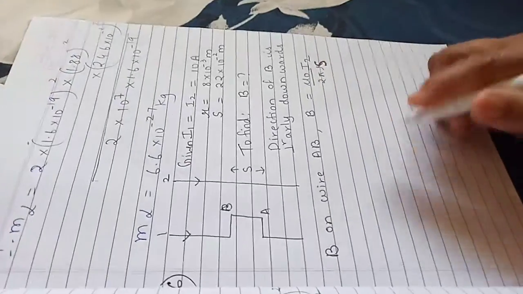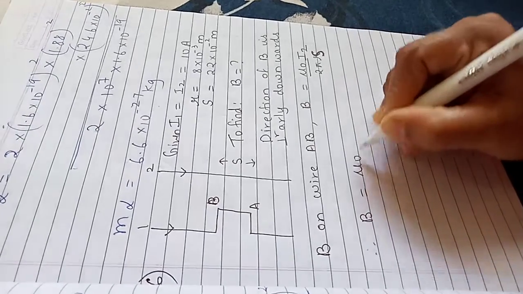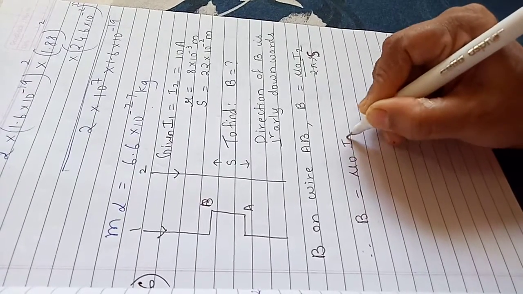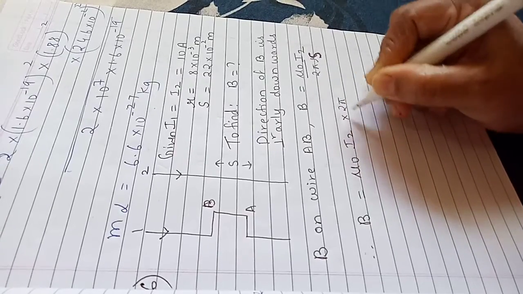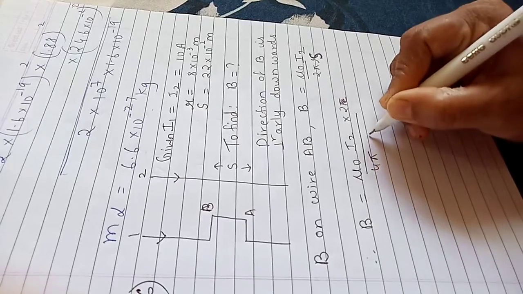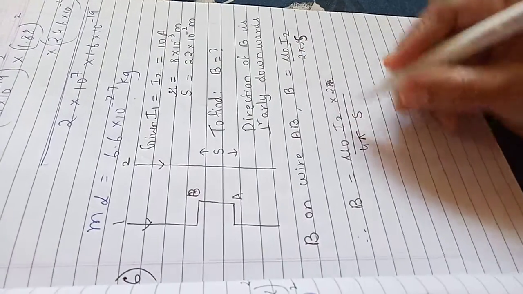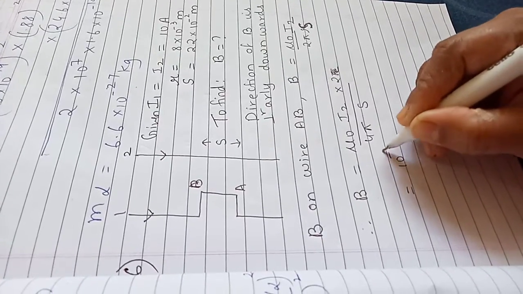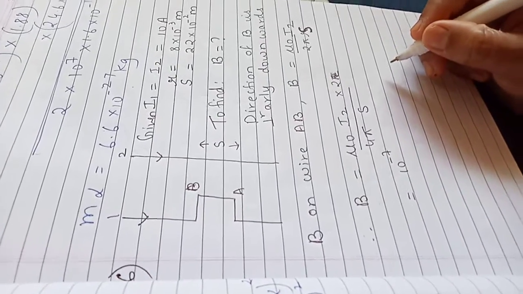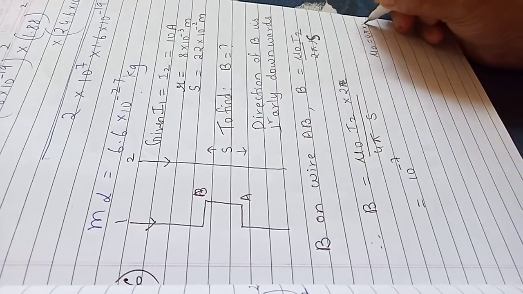Therefore, B is equal to mu naught into I2, multiply and divide by 2. You get it as 4 pi S. I have multiplied and divided by 2. The intention is only to make mu naught upon 4 pi as 10 raised to minus 7, because mu naught value is 4 pi into 10 raised to minus 7 SI unit, students. So you can directly cancel.